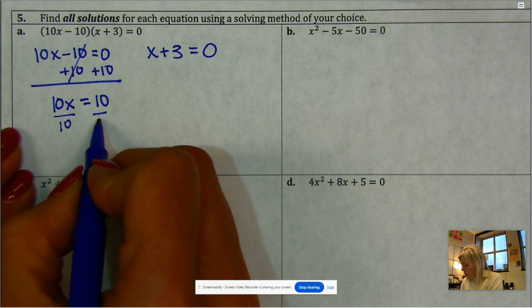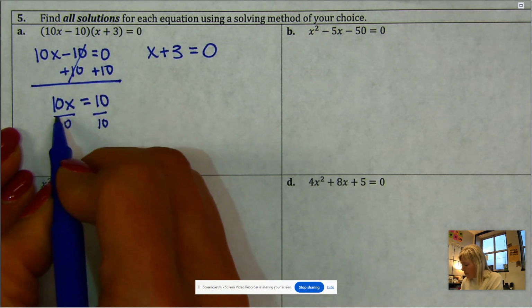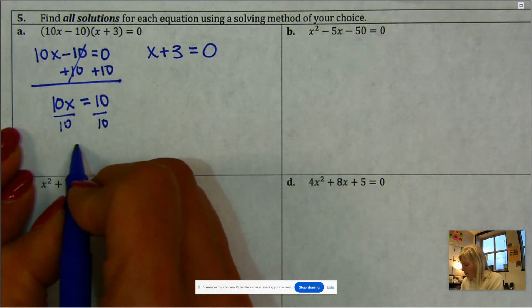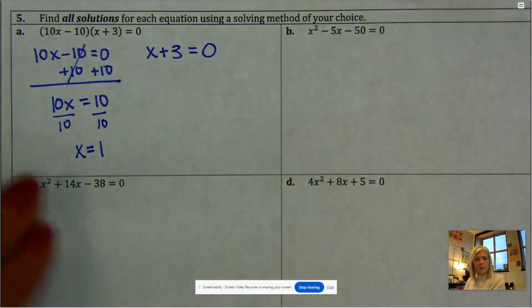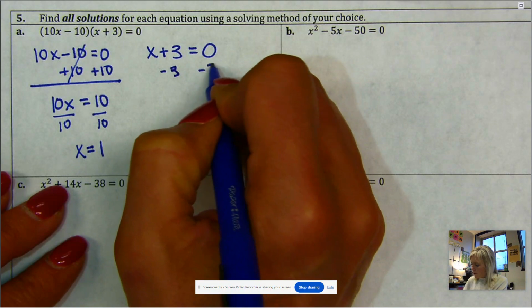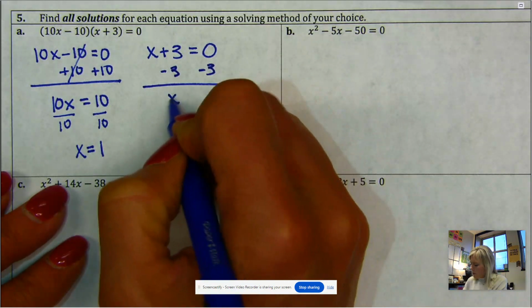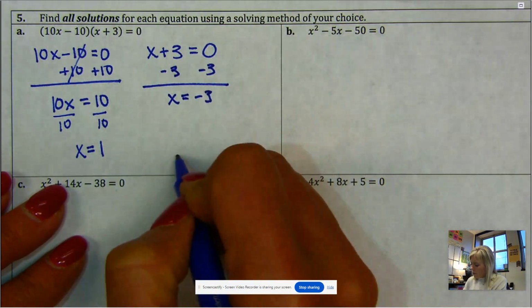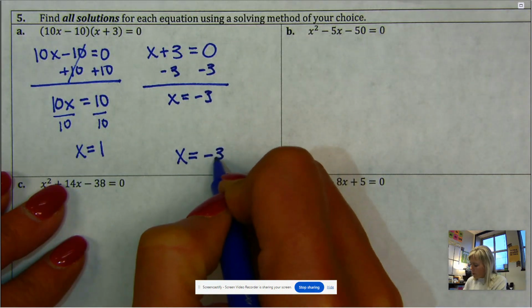Then divide. So I added the 10 over. Now I'm dividing by the 10 next to x. And I got x equals 1. The other one's pretty easy to solve. You just subtract the 3 and get x equals negative 3. So x equals negative 3 and 1.